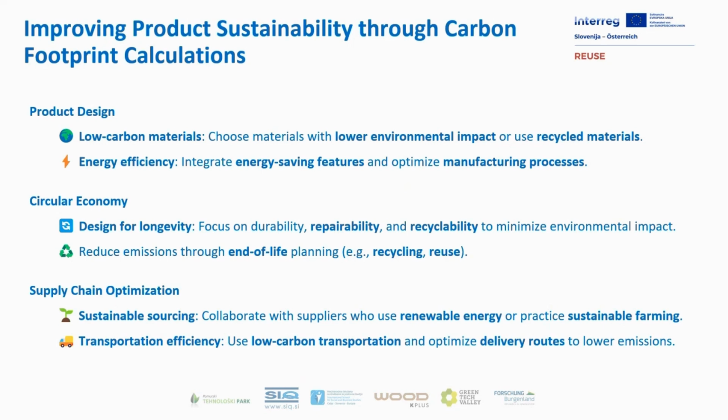Adopting circular economy principles designed for product longevity, repairability, and recyclability helps reduce the carbon footprint over time. Ensuring products are durable and generate less waste and emissions at life's end. And beyond product design, companies must reduce emissions across their supply chain. Collaborating with suppliers who adopt renewable energy or sustainable practices in farming and forestry can further diminish a product's carbon footprint. In sum, a product's carbon footprint is a key sustainability indicator.